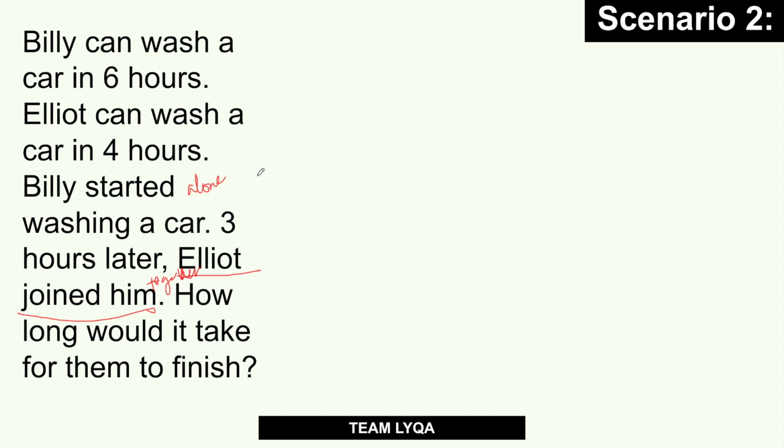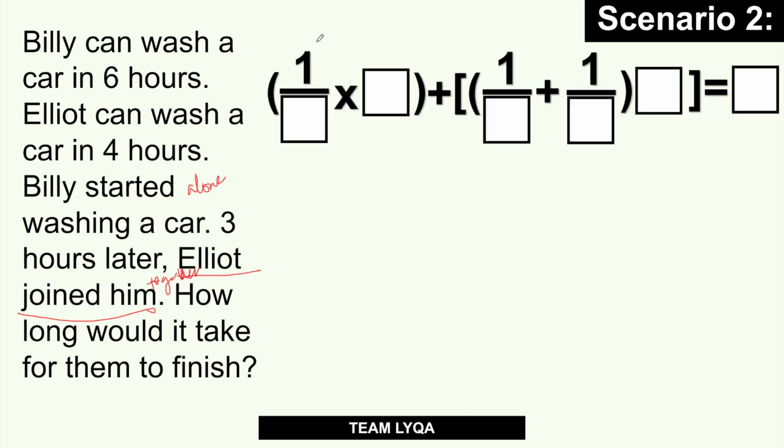First, we have Billy alone, and then both of them together. So, ang formula natin would be like this. This would be Billy alone, and this will be together na sila. So, yung Billy alone, that would be 6 hours kasi siya mag-isa, times kung ilang oras siya nagtrabaho by himself. Dahil nakatatlong oras na siya, that would be times 3. And then yung together natin, that would be 1/6 plus 1/4.